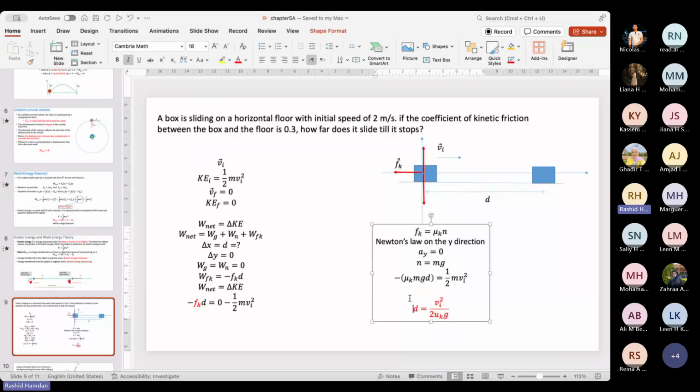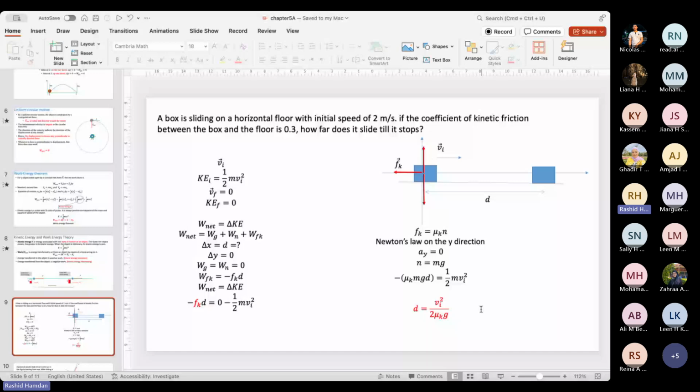So let's see if this makes sense. If initially the block was moving fast, or the box was moving fast, it would take a longer distance to stop. The mu is the friction coefficient. The stronger the friction coefficient, the faster it's going to stop. So it would go a shorter distance. And it's inversely proportional to g, because g is telling me how much I'm pressing on the floor. And remember, friction depends on how much I'm pressing on the floor. But the mass cancels out.